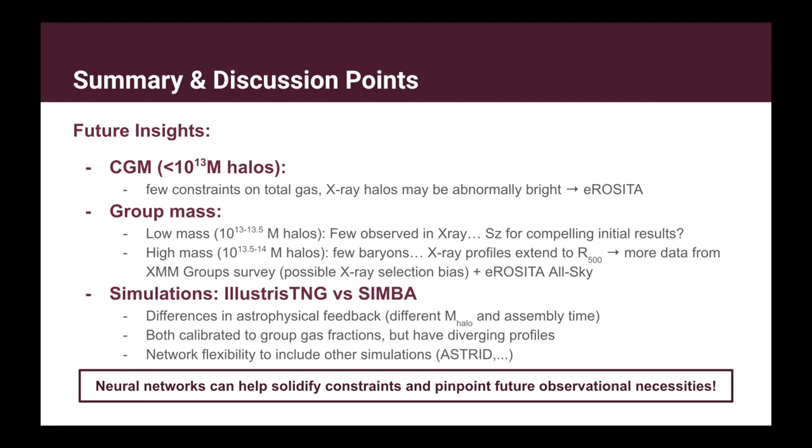And also just in general for how I'd like to continue building and changing the network so that it is flexible enough to include other simulations like Astrid, Eagle, and anything else. So as a summary statement, neural networks can really help solidify constraints and pinpoint future observational necessities in terms of what we need to look for in order to find robust scientific results.